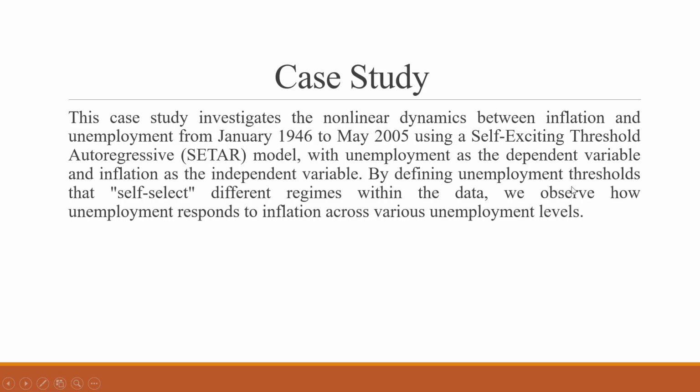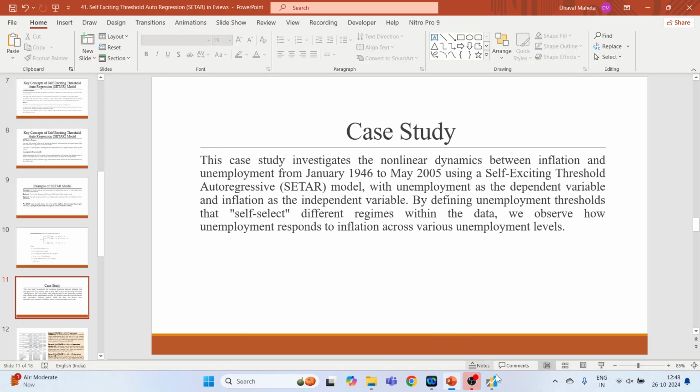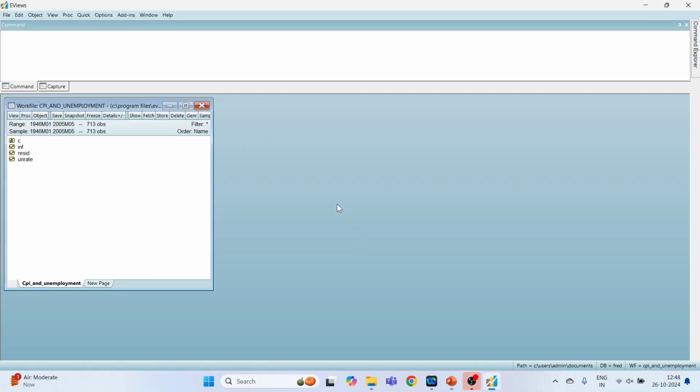By defining unemployment thresholds that self-select different regimes within the data, we observe how unemployment responds to inflation across various unemployment levels. Now let's see how we can do this in EViews. So this is the data, the default data set which is given in EViews, CPI and unemployment. We have inflation and the unemployment rate. Data is from 1946 to 2005.